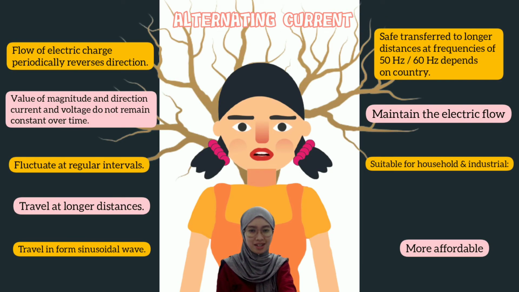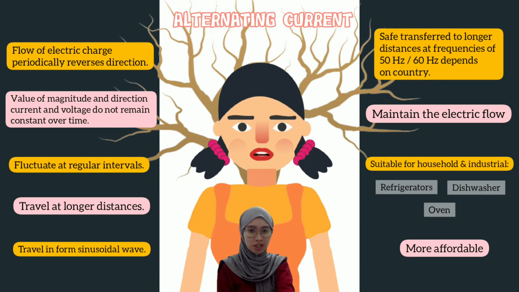Alternating current (AC) is a flow of electric charge that periodically reverses direction. In an AC circuit, the magnitude and direction of current and voltage do not remain constant over time because they fluctuate at regular intervals. AC circuits can travel at longer distance and maintain the electric flow. It is suitable for household and industrial settings such as refrigerators, dishwashers, and many more.